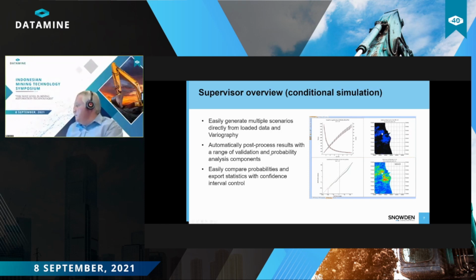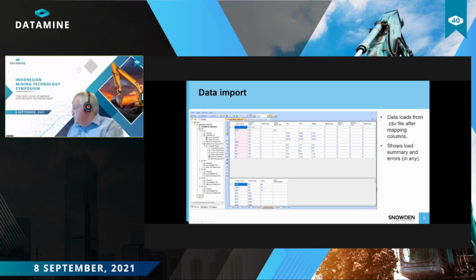One of the other key functionalities is the ability to produce a conditional simulation. This is very easy. Here we use sequential Gaussian conditional simulation. And here are some pictures of output from a simulation, particularly probability type outputs, grade tonnage curves, and also QQ plots, where we compare the simulation result with the actual data.